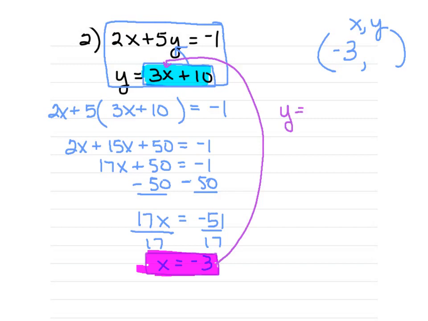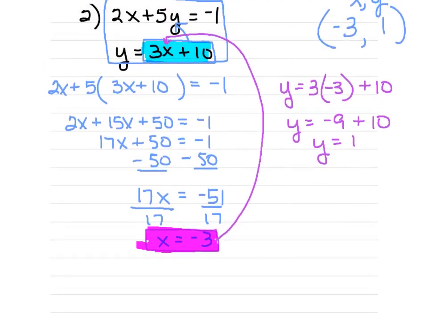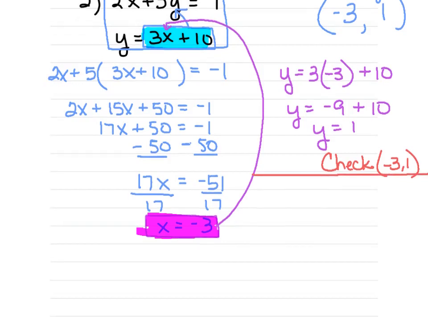Y is equal to 3 times x, which is negative 3, plus 10. Y equals negative 9 plus 10. Y equals 1. So my solution is negative 3 comma 1. X is negative 3, y is positive 1. And again, if I wanted to check the accuracy of my solution, all I need to do is substitute negative 3, 1 into both original equations.